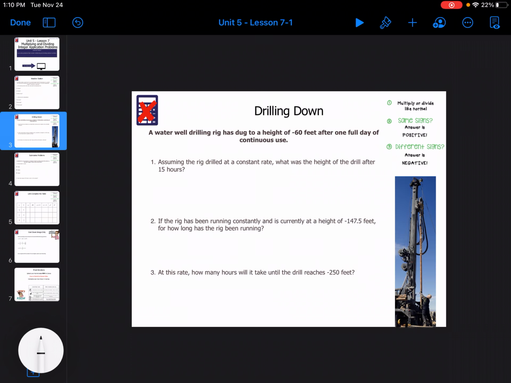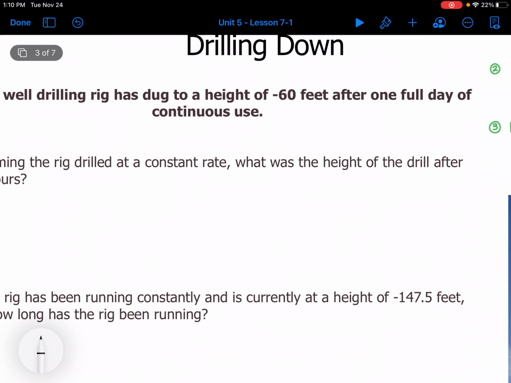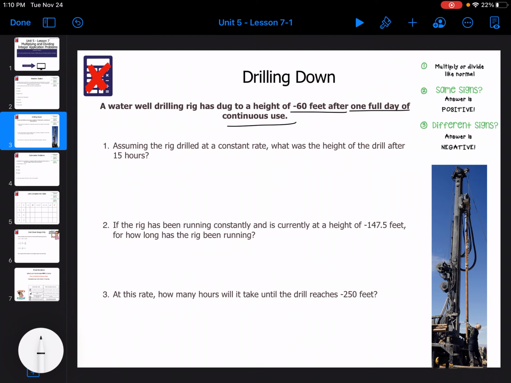All right, so now this one says, a water well drilling rig has dug a hole to a height of -60 feet after 1 full day of continuous use. So up where I live, they mine and drill down. I know in some of the southern states, they drill in the ocean. In a lot of the northern states, they're drilling or mining underground for natural resources. So it says, assuming that the rig drilled at a constant rate, what was the height of the drill after 15 hours?